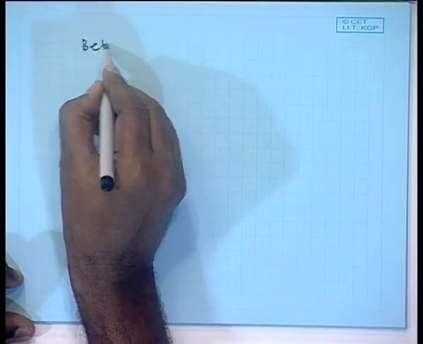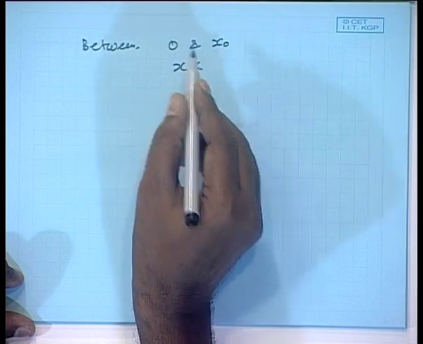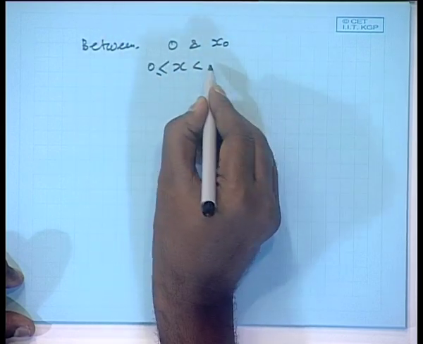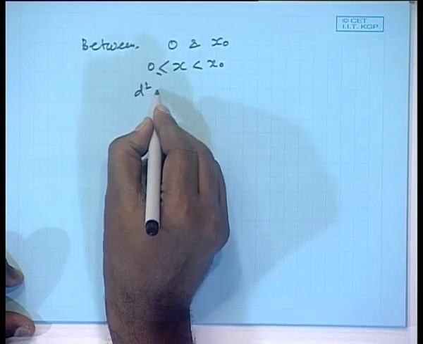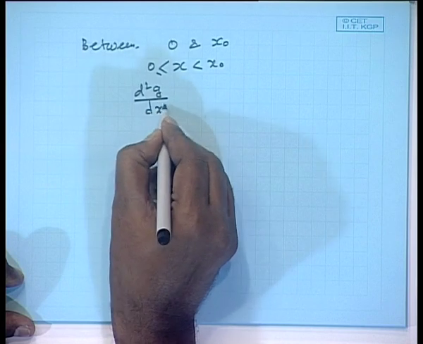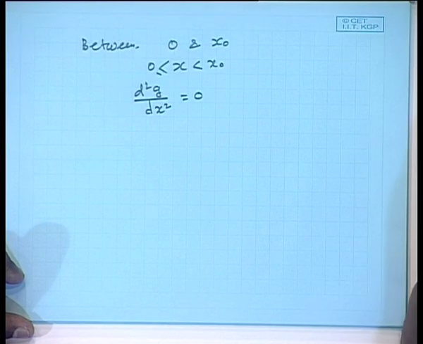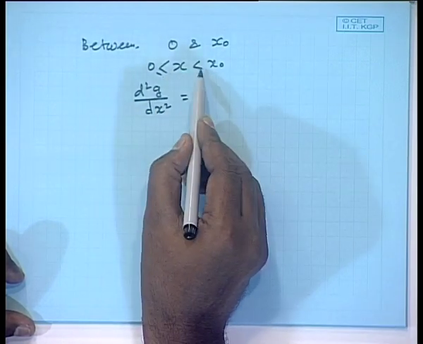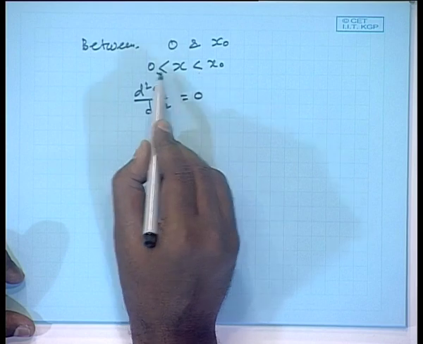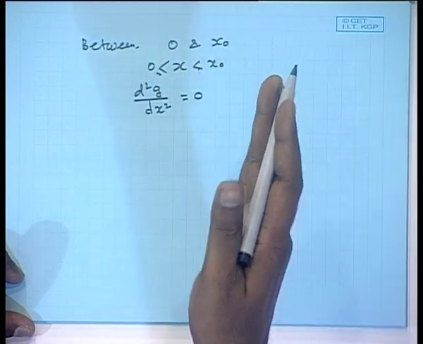So, for the region x lying between 0 and x naught, you will be having, let us say, d square g dx square is equal to 0, right, because that is the property of the Dirac delta function. Apart from x equal to x naught, delta is 0 everywhere. And this is not equal to that, okay. That is basically a point of mismatch.